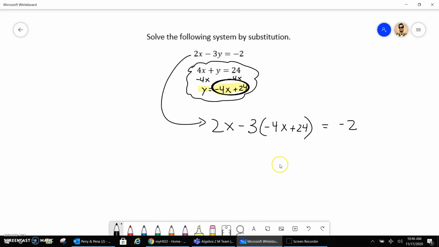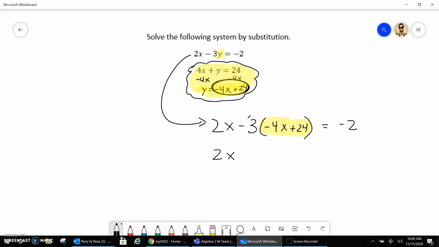So notice all I've done is rearranged that second equation. I got y all alone, and I took that expression and I plugged it in to the first equation where I saw y. And that's what all this is. So let's go ahead and simplify that.